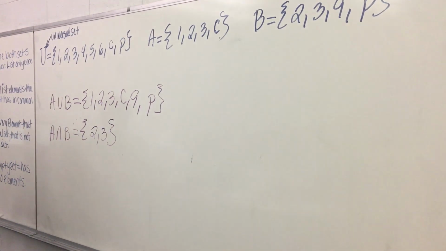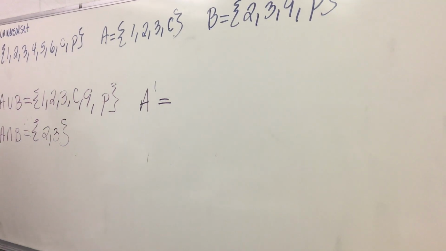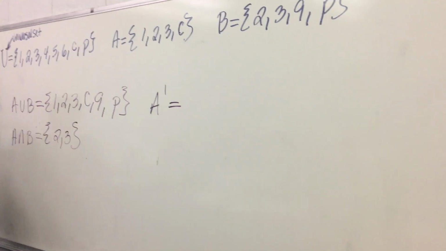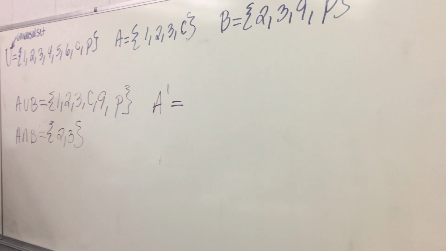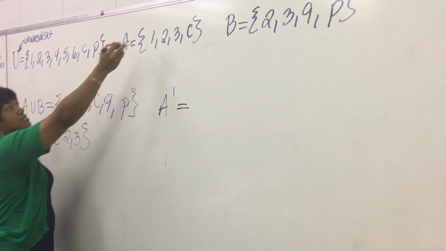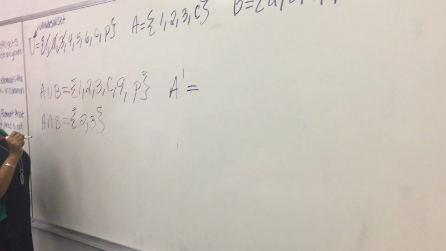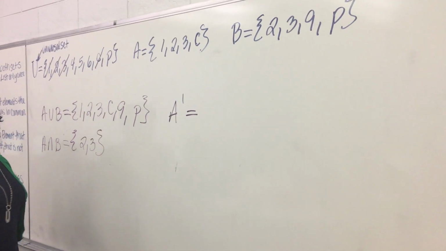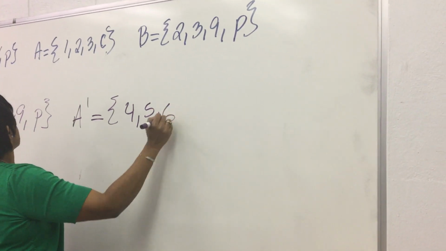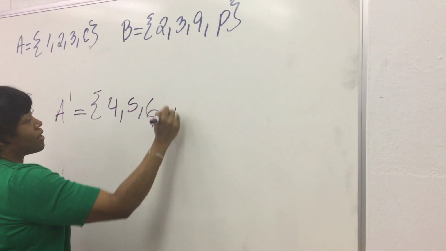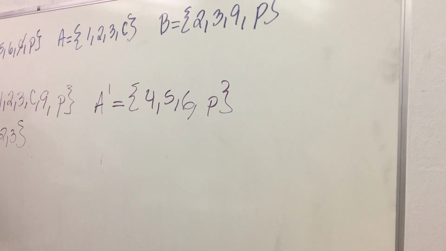Now, if we get to the complement, A complement, that's what we call it. I would say, all right, what was my definition? We will list all the elements of the universal set that are not in the set A. So we would cancel out A, we would cancel out 2, we would cancel out 3, and we would cancel out C. So the complement of A would be 4, 5, 6, and P. Okay? So again, you have to use your universal set and see what can cancel out.